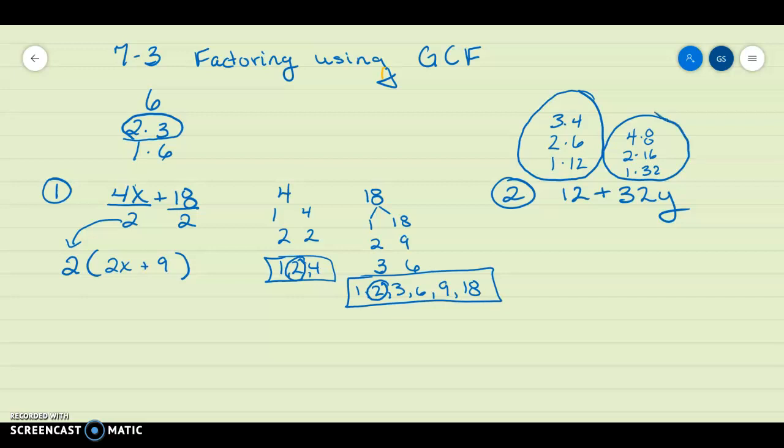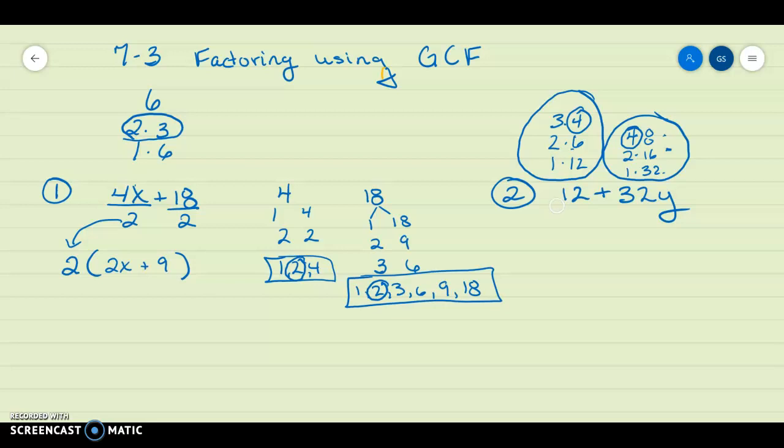Okay, what is the biggest number in common between these two sets of factors? Well, let's see. I'm going to start from the biggest one. There's a 32 there, but not there. There's a 16 here, but not here. There's an 8 here, but not here. There's a 4, and there's a 4. Hey, 4 is the biggest number that goes into both 12 and 32 evenly.